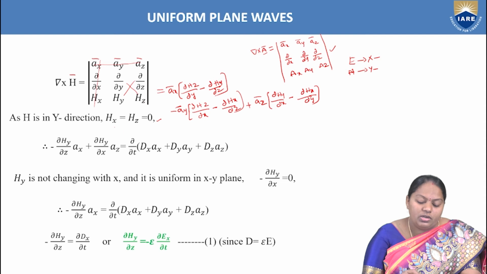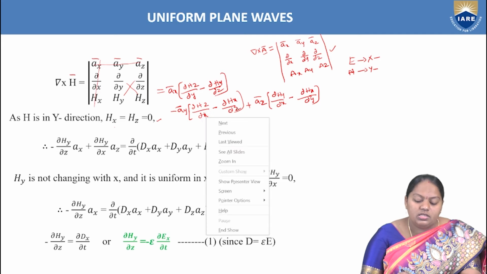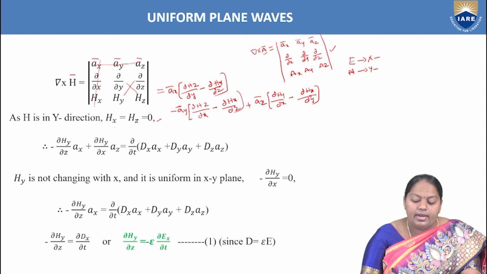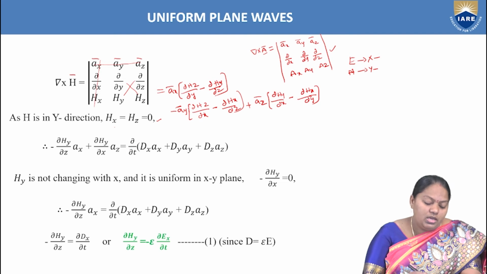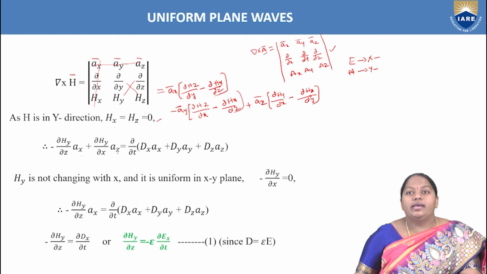Now if we substitute Hx and Hz as 0 in this equation, the first term ∂Hz/∂y is 0, ∂Hz/∂x is also 0, ∂Hx/∂z is also 0, and the last term ∂Hx/∂y is also 0. The rest of the two terms are minus ∂Hy/∂z into ax plus ∂Hy/∂x into az.